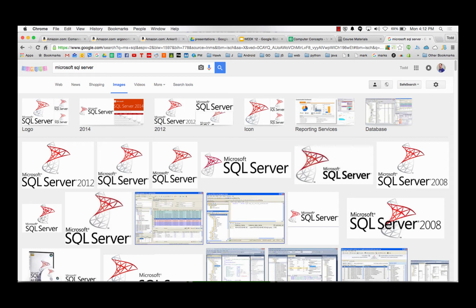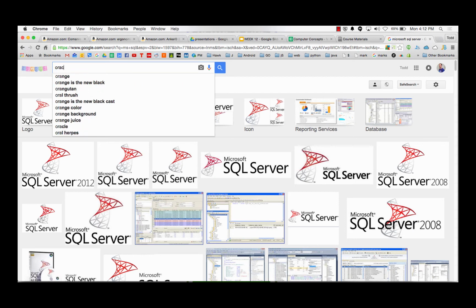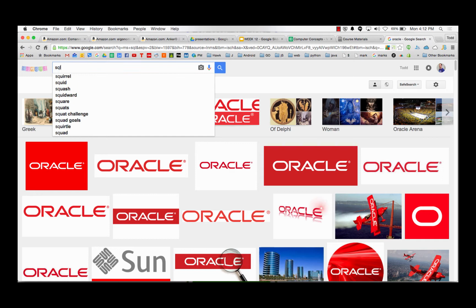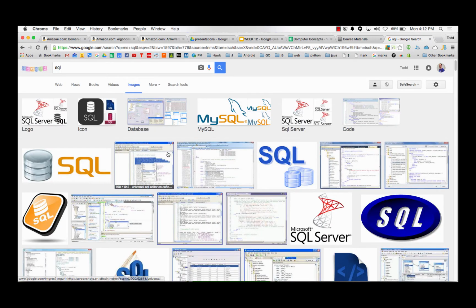That's Microsoft SQL Server, right? And then we have Oracle. So all three of those are the big databases: MySQL, Microsoft SQL Server, and Oracle, and they use a language called SQL, or people will pronounce it "sequel." SQL stands for Structured Query Language. And SQL is just a language for asking queries of the database.